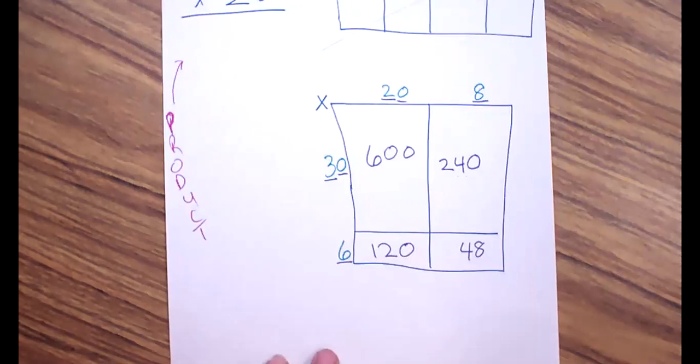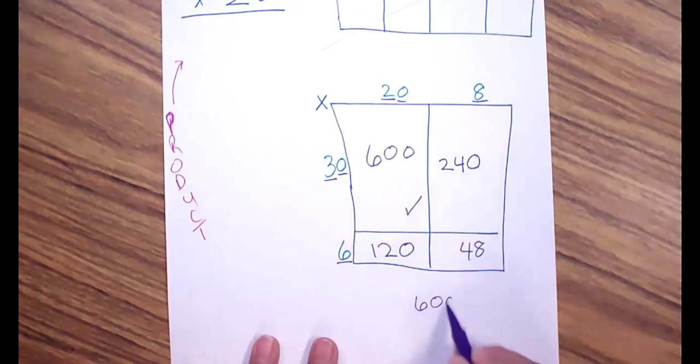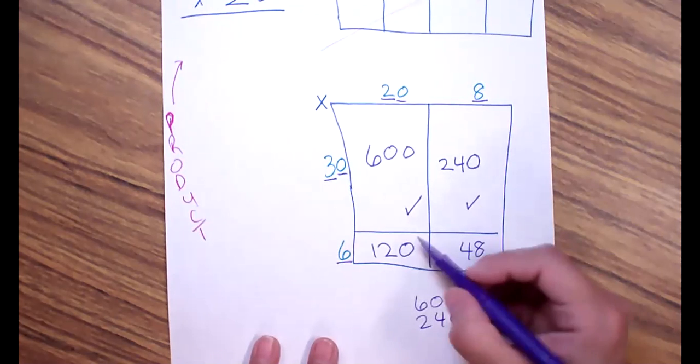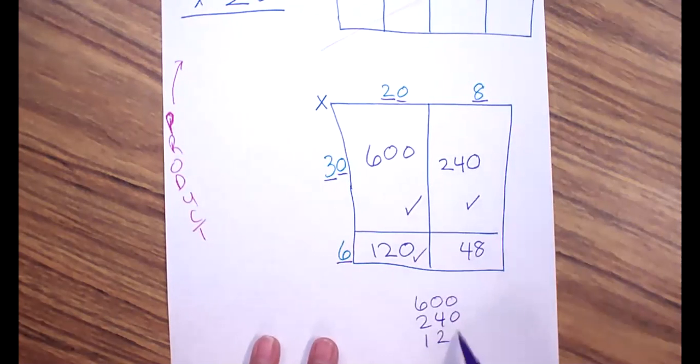Next thing to do, what do you think? Are we finished? Not at all. We're going to put these together and add them up. So it's 600 plus 240. I have to put check marks, that way I don't forget one of the numbers, plus 120 plus my 48.